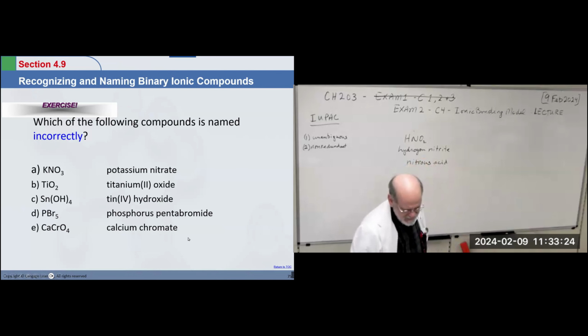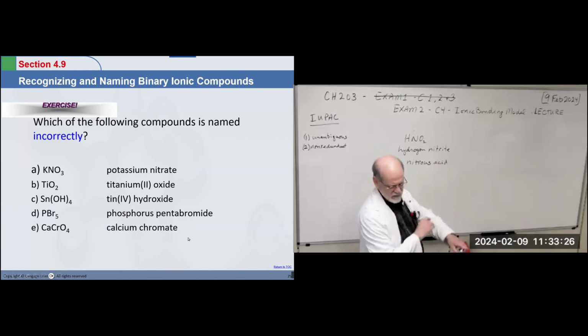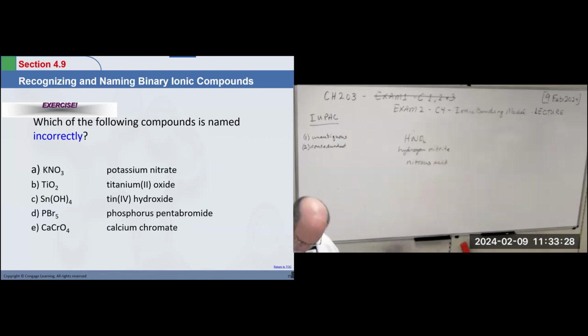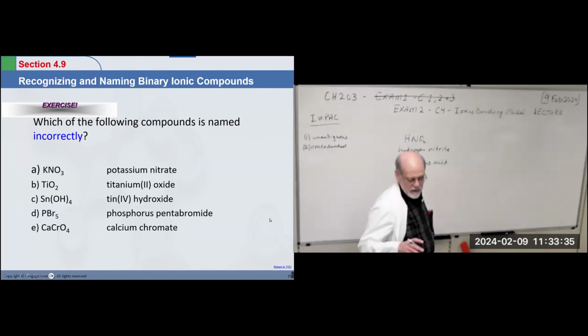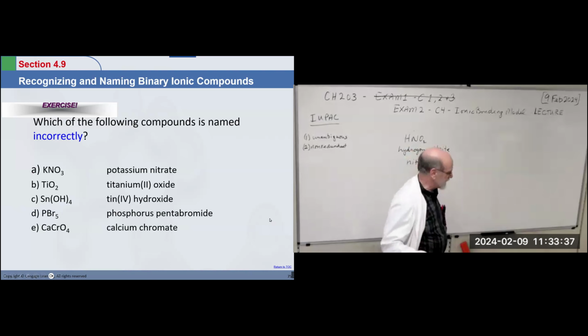All right, let's see. We're coming down to the wire. 11:30. We go to, oh, good. We got time. Which of the following compounds is named incorrectly?